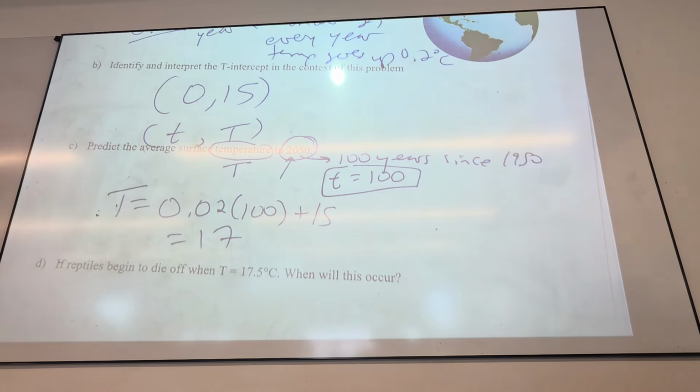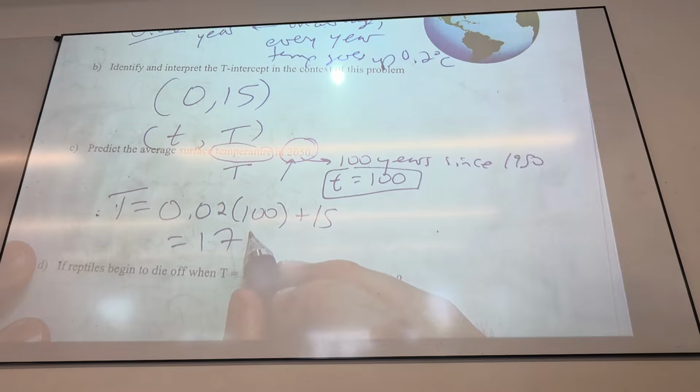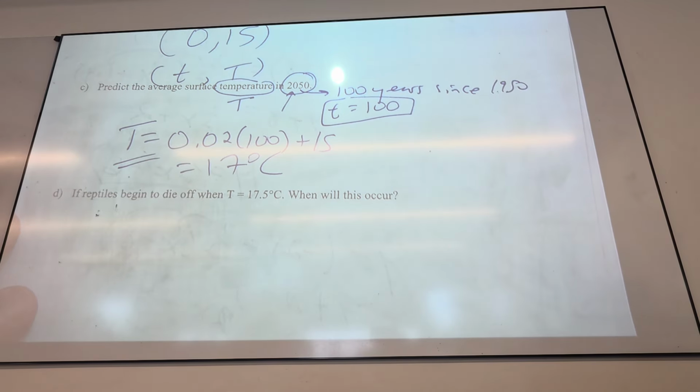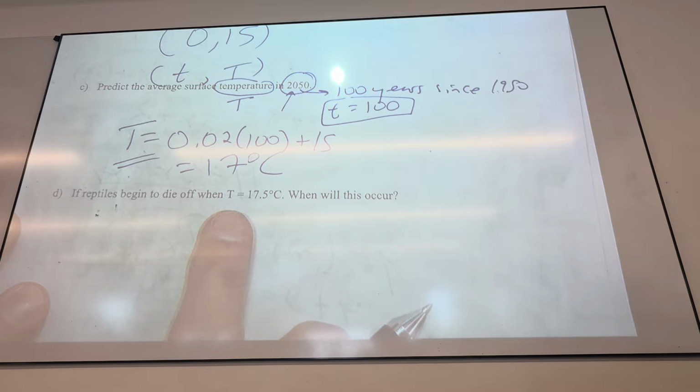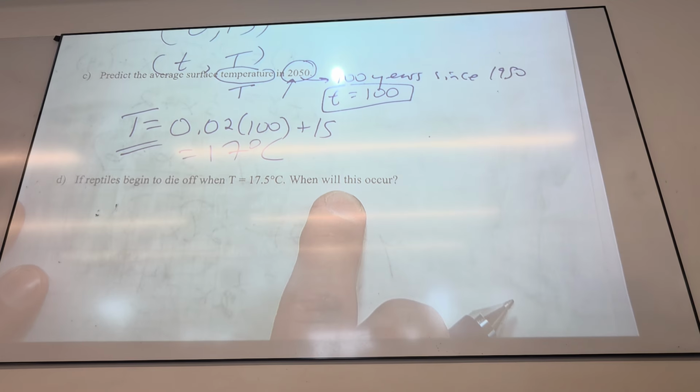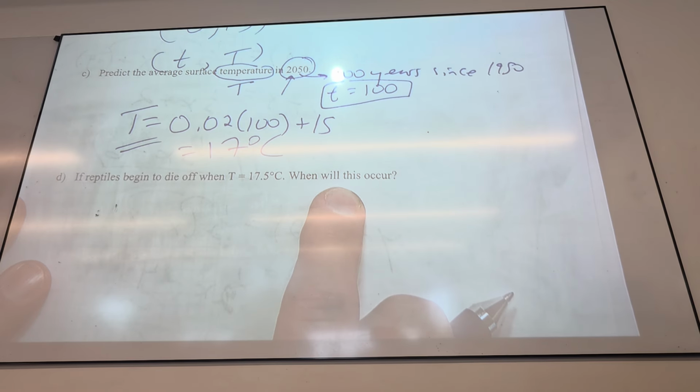So that's the answer. 17 what? Degrees Celsius. Good guess, because that's what capital T is. If reptiles begin to die off when T is 17.5 degrees Celsius, when will this occur? 2075. How'd you figure that out?